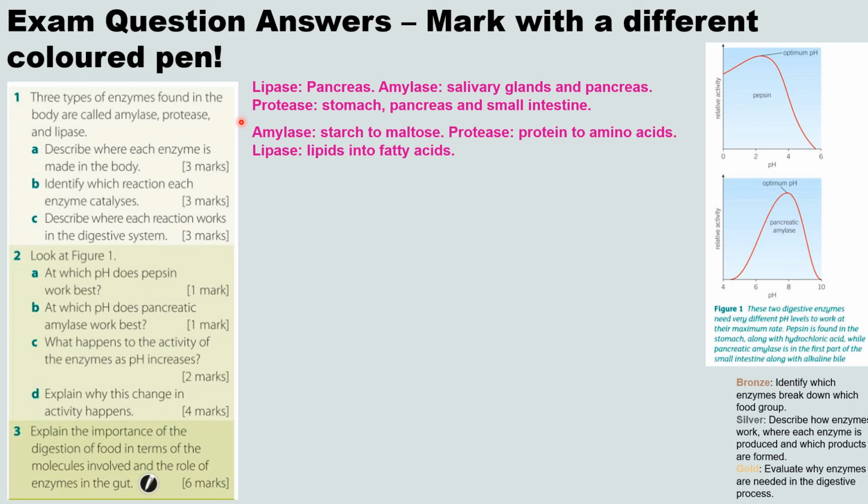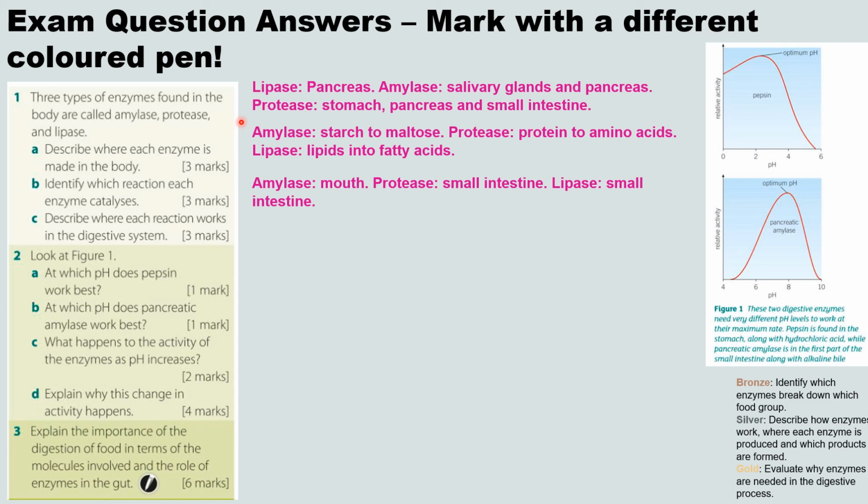Okay, so identify which reaction each enzyme catalyzes. Amylase is starch to maltose, protease is protein to amino acid, and lipase is lipids into fatty acids. Describe where each reaction works in the digestive system. So amylase is in the mouth, protease is small intestine, and lipase is the small intestine as well.